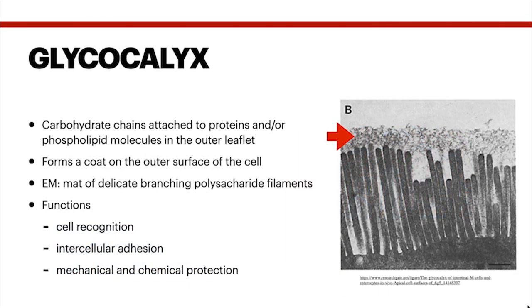The glycocalyx is made of carbohydrate chains attached to proteins or the phospholipid molecules. It forms a coat on the outer surface of the cell. It has many functions. It can recognize cells based on the structure and type of carbohydrate in the glycocalyx and determine if they should be there or not. It binds cells together. It provides cushioning and protection for the plasma membrane. It enables the immune system to recognize and selectively attack foreign organisms.